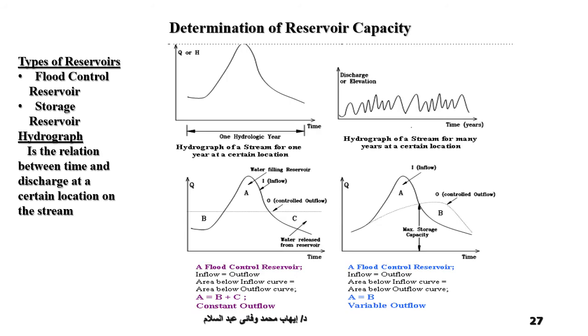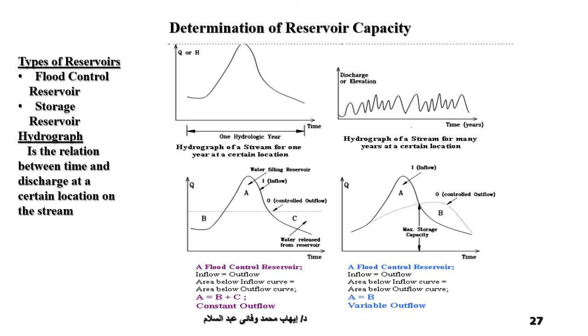Hydrograph. Determination of reservoir capacity. Types of reservoir: flood control reservoir, storage reservoir. A hydrograph is the relation between time and discharge at a certain location on a stream. There is one hydrographic year, the relation between Q or H and time, or the hydrograph of a stream for many years at a certain location. There is a relation between discharge or elevation and time.